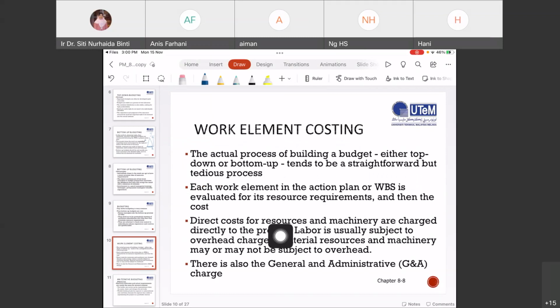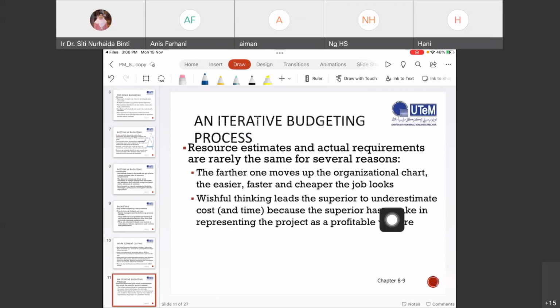Direct costs of resources and machinery are charged directly to the project. Labor is usually subject to overhead charges. Material resources and machinery may or may not be subject to overhead. There is also a general and administrative charge. So, the iterative budgeting process is where the resource estimates and actual requirements are rarely the same, for several reasons.